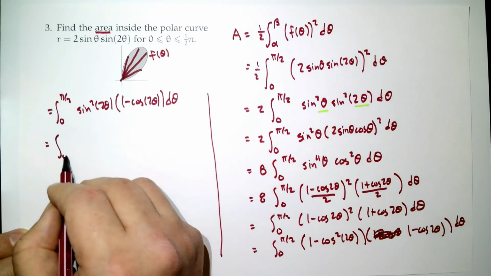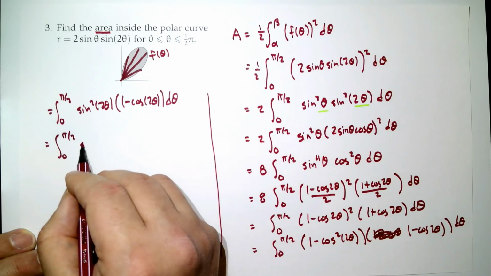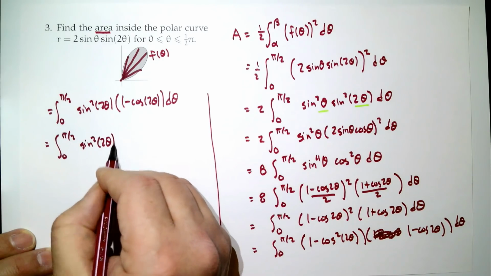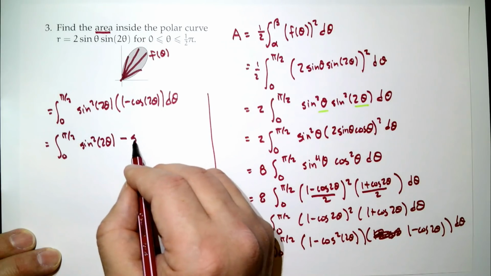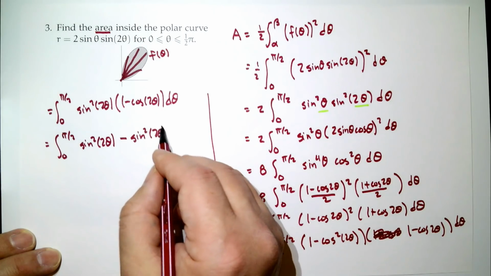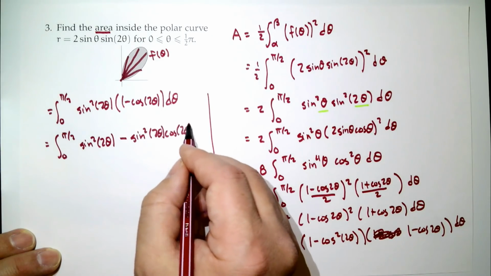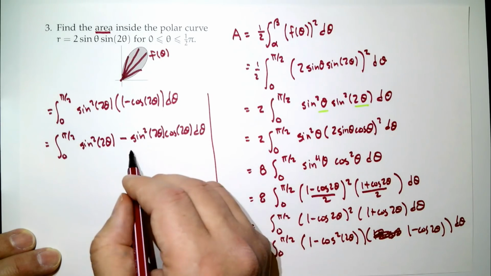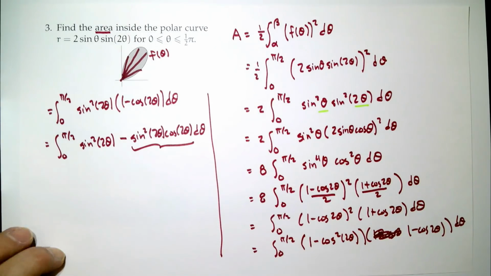which is 0 to pi halves, sine squared of 2 theta minus sine squared of 2 theta cosine 2 theta d theta. Now, this second part, are we okay with that one for now? Yes or no?